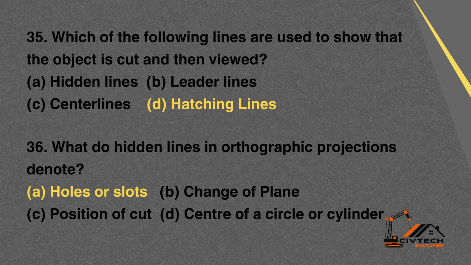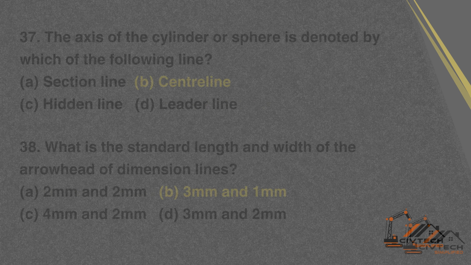36. What do hidden lines in orthographic projections denote? A. Holes or slots. B. Change of plane. C. Position of cut. D. Center of a circle or cylinder. Correct option, A. Holes or slots.